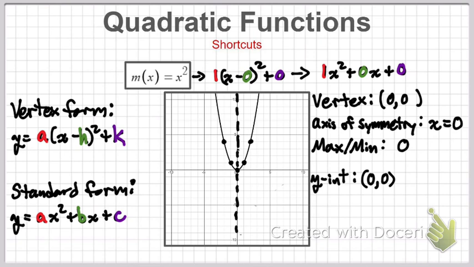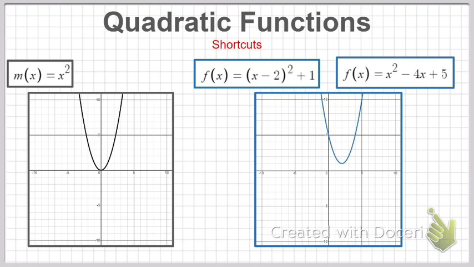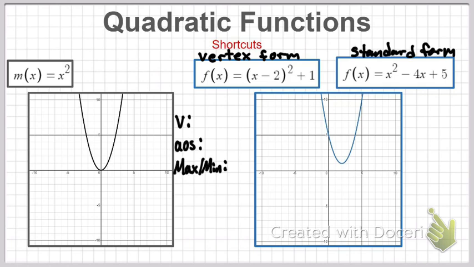All right, let me show you the next thing. Now let's look at a shifted quadratic, okay? So we have our mother function over here, and we have a shifted quadratic function over here. These 2 quadratic functions are exactly the same. One is in vertex form, the other is in standard form. Okay, so the most important parts of the quadratic function are the vertex, axis of symmetry, and max and min.